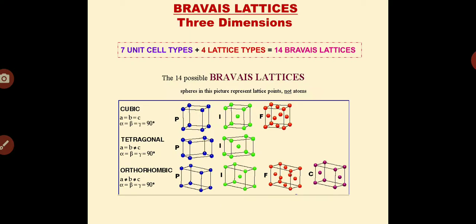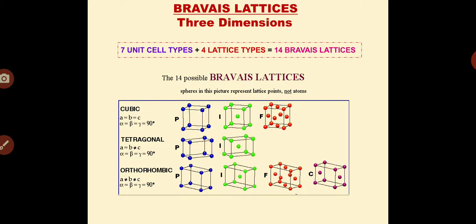So we have Bravais lattices in 3 dimensions. That is a combination of the 7 types of unit cells or basic crystal systems plus these 4 types of lattice centrings. That results in 14 types of Bravais space lattices in 3 dimensions. See, in this picture you can see in one of the basic crystal systems, the cube, 3 different lattice centerings are possible: primitive, body centered and face centered.